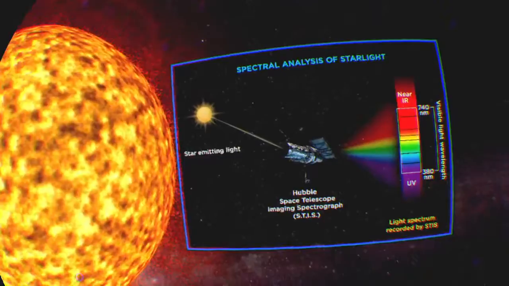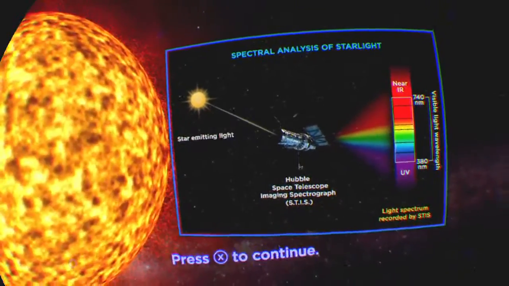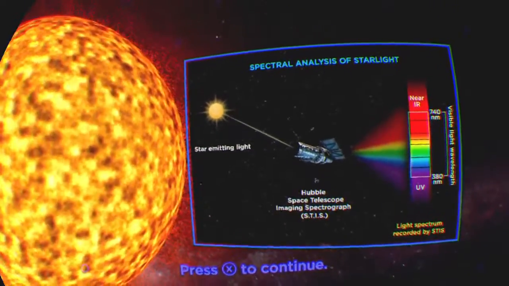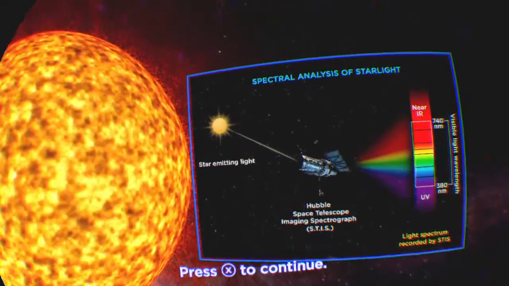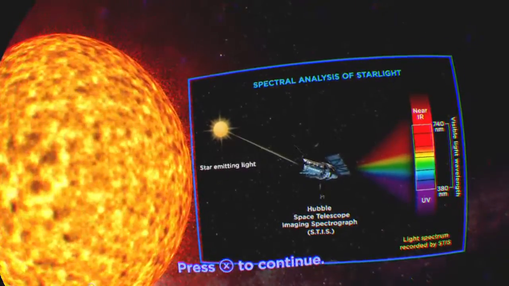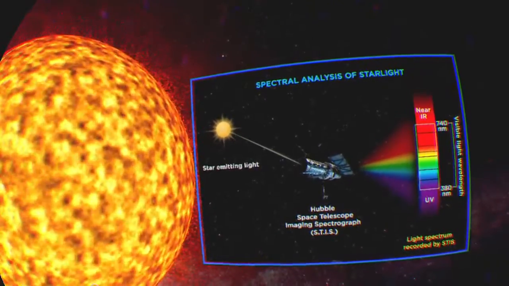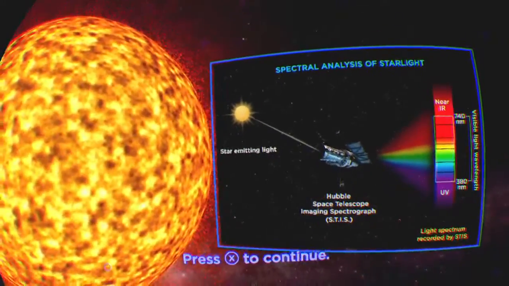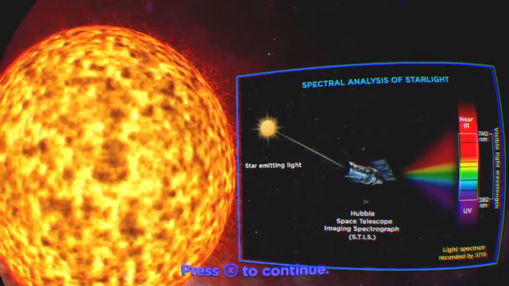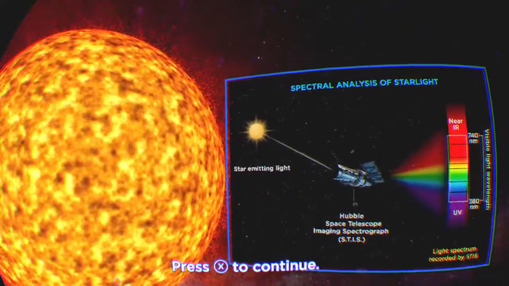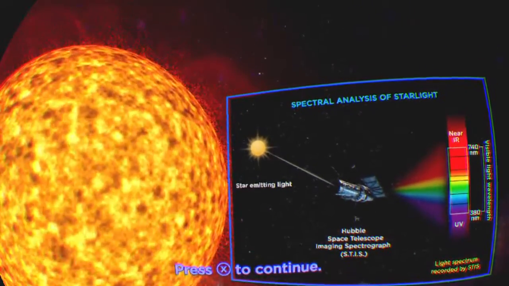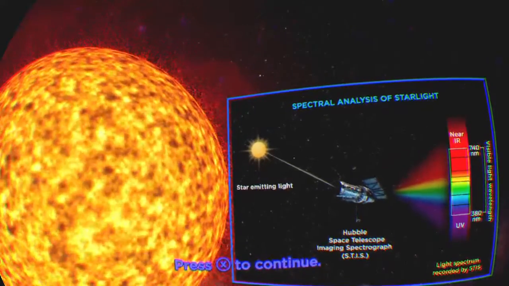A spectrograph separates the light into its wavelengths, producing a spectrum which scientists can use to identify presence of specific chemical elements. Dark absorption lines visible in the spectrum of a star are caused by thinner, cooler gases in the star's atmosphere. These gases absorb specific wavelengths from the star's continuous light spectrum.